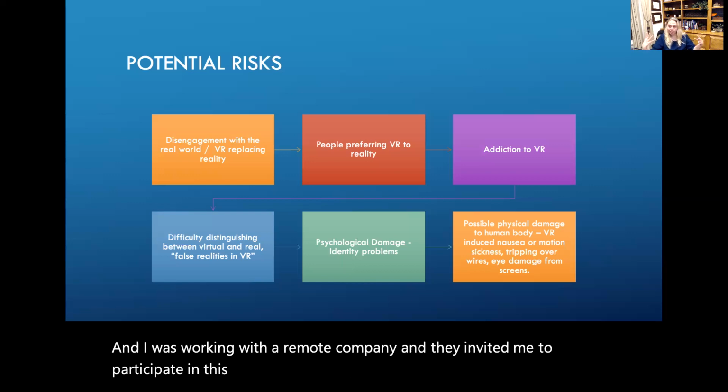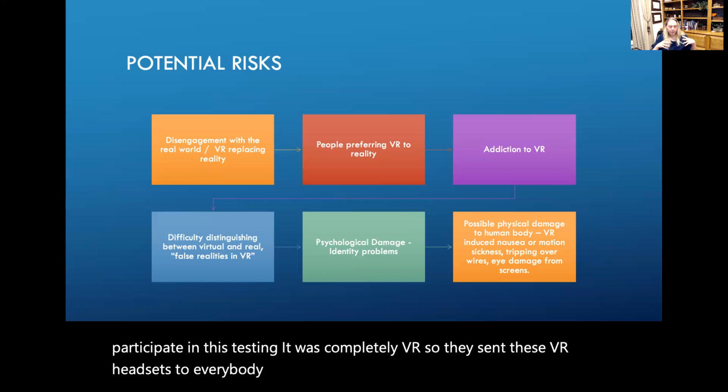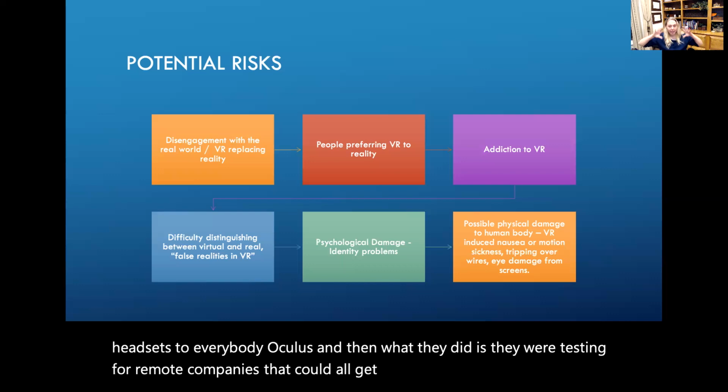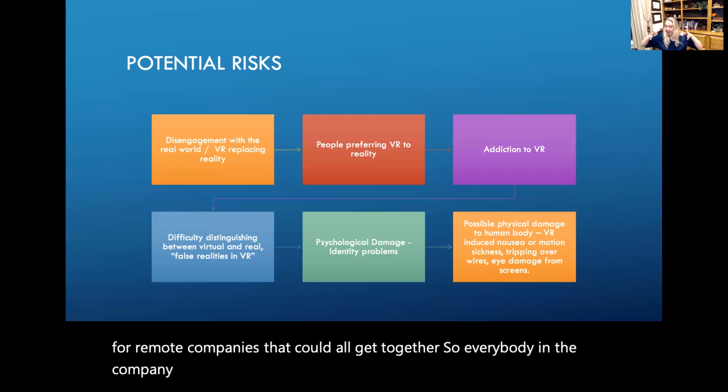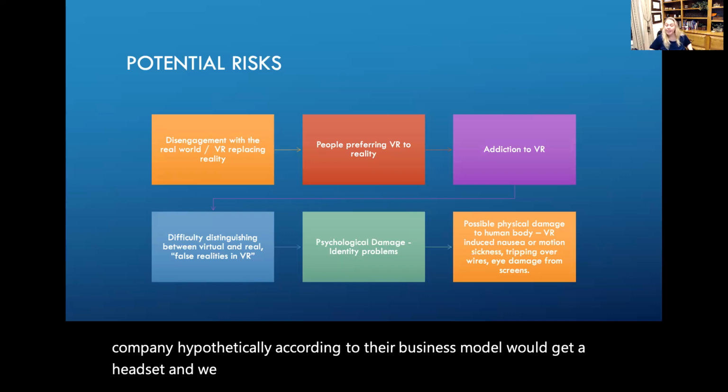It was completely VR, so they sent these VR headsets to everybody, Oculus, and then what they did is they were testing for remote companies that could all get together. So everybody in the company, hypothetically, according to their business model, would get a headset, and we could have VR meetings in this work environment that they had created.